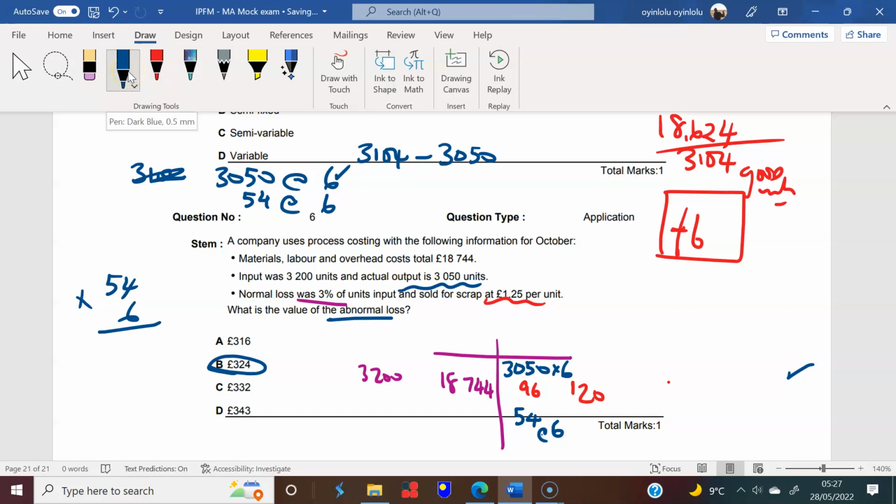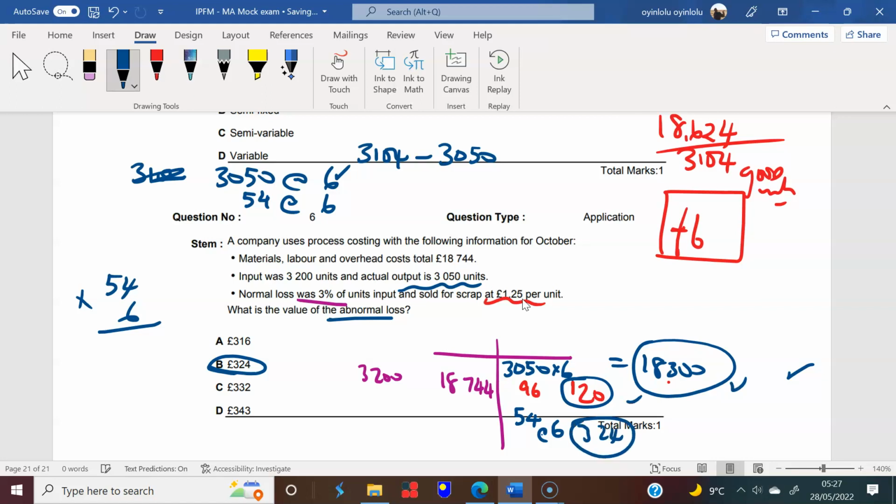3050 times 6, which is 18,300. Here you have, of course, the 120, and so these are your key figures here. Then you have the 54 times 6, which is 324. So those are your three figures on the right to contend with. Cool, great stuff. Let's move on.